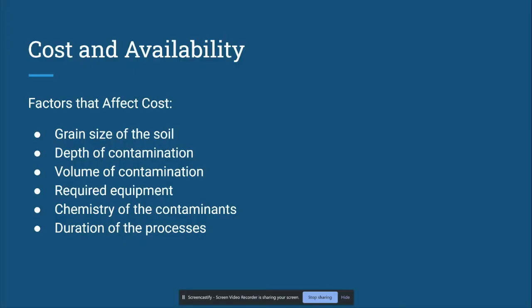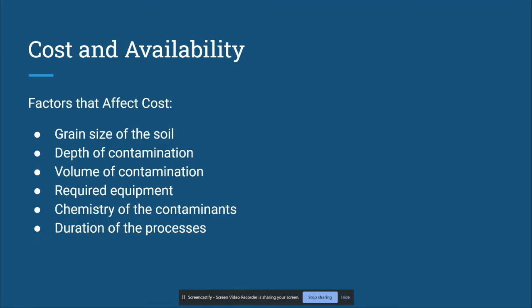And finally, I will be talking about the cost and availability of electrolytic remediation. To start off, here are some general factors that can affect the cost of removal. As mentioned earlier, there is an inverse relation between grain size and the time to purify the soil. The longer it takes will generally increase costs. The deeper the contaminant is in the ground, the more expensive it will be to drill down to and remove.